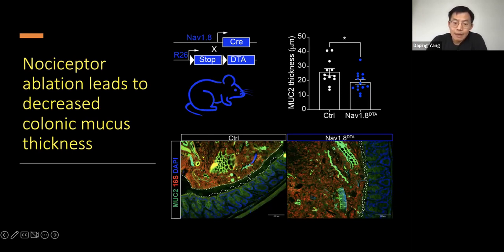the colon. And here, the middle space between the fecal pellet and the colon wall is the mucus layer. From here, you can clearly see that the mucus layer in the ablated mice is significantly decreased compared with that of control mice. Here's the quantification.